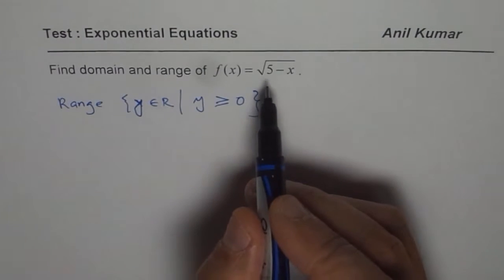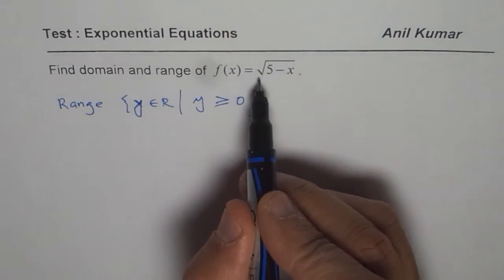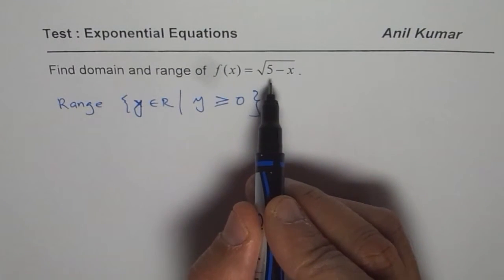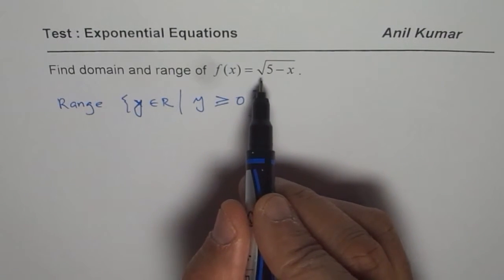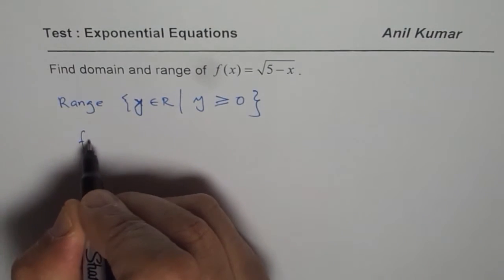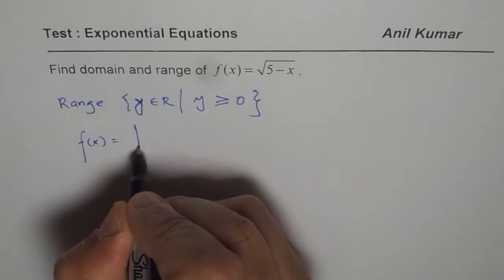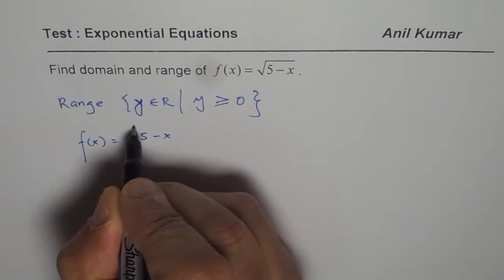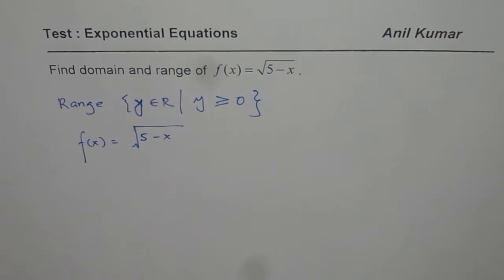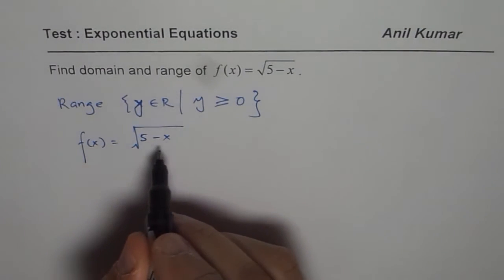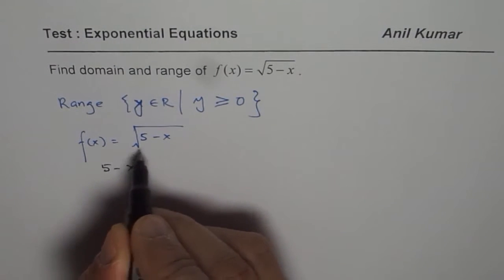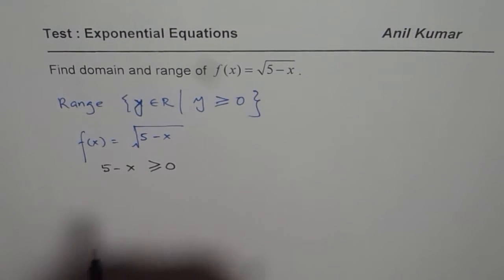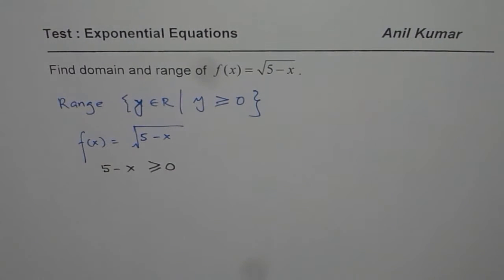However, the domain changes, since inside the square root we have a horizontal transformation. So let's look into that transformation in more detail. We have f of x equals square root of 5 minus x. Whenever you are given an equation like this, you can find the domain by requiring 5 minus x to be greater than or equal to 0, right? Solving this gives you the domain.